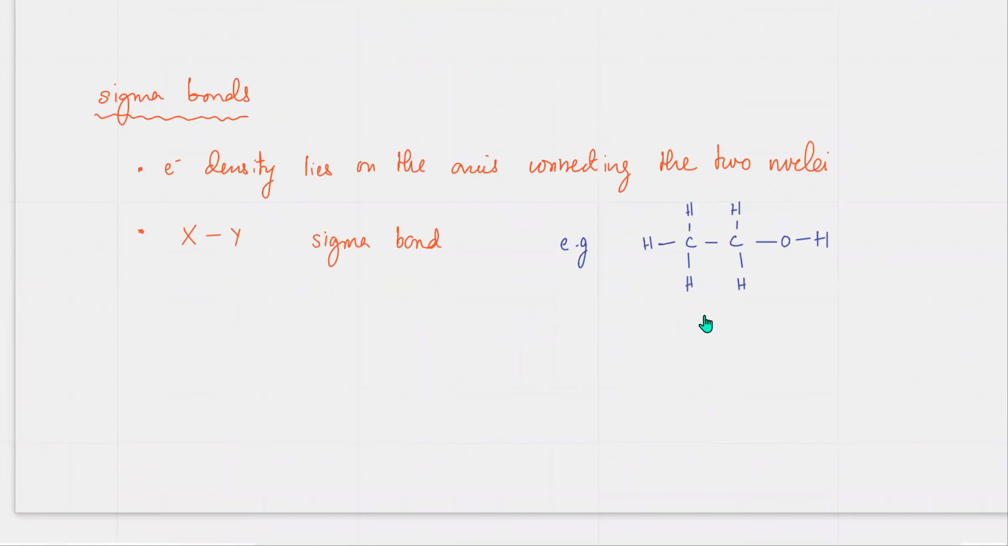But what happens when you have a double bond? Whenever you have a double bond, that is one sigma and one pi bond. We haven't studied pi bonds yet. Whenever you see a triple bond, that is one sigma plus two pi bonds.